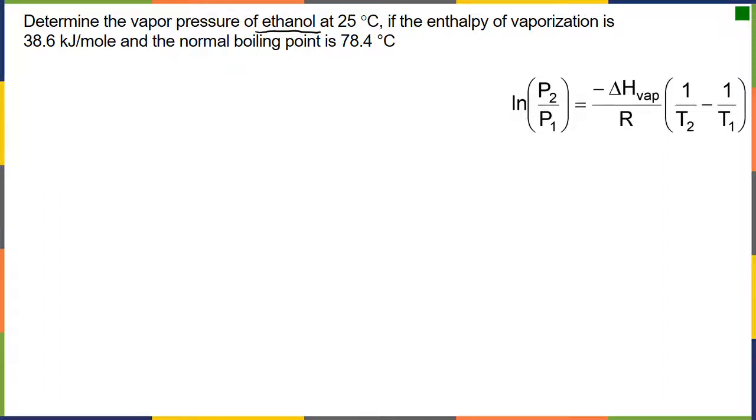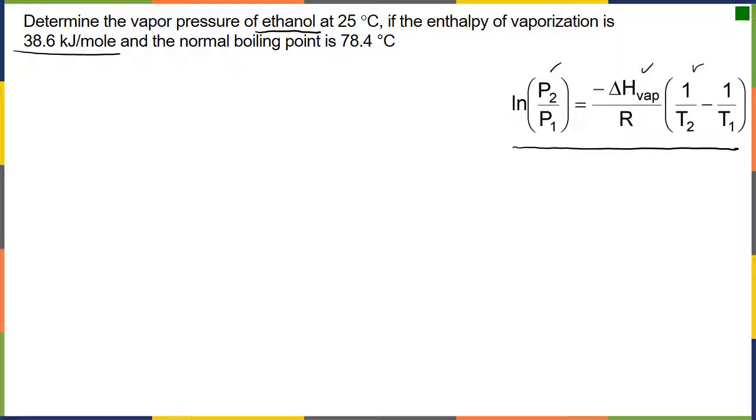Instead of looking at water, let's look at ethanol. Now the delta H of vaporization is lower. Ethanol has smaller intermolecular forces than water does. We're still using the same equation. We're not graphing. We're just either calculating a vapor pressure or an enthalpy or a temperature. And in this case, we're looking at a vapor pressure. So what do we know?